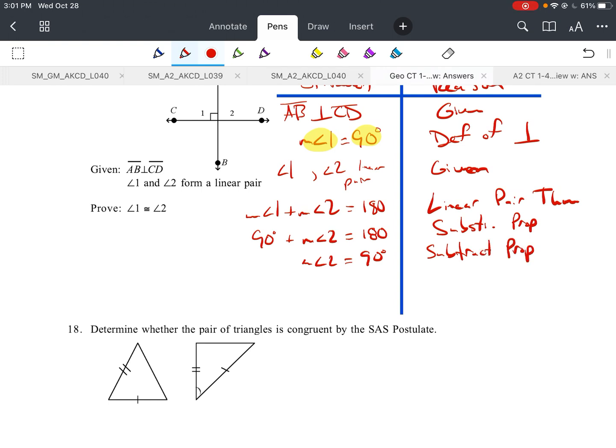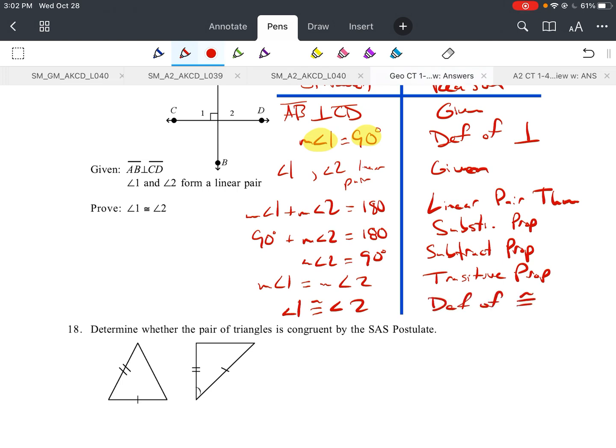Okay. Now, because angle 1 and angle 2 are both equal to 90, that means the measure of angle 1 is equal to the measure of angle 2. That's the transitive property or substitution. And then you can just say, because their measures are equal, the angles are congruent. And that is just the definition of congruent.